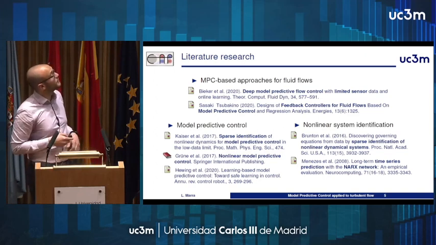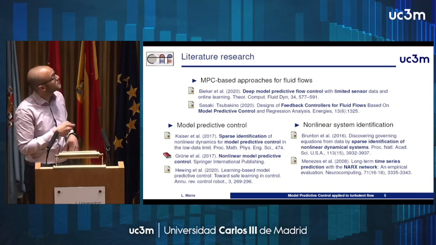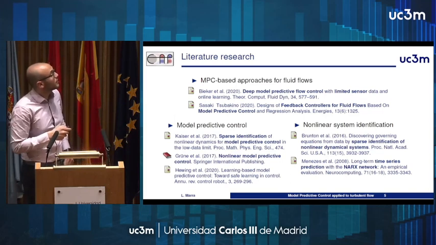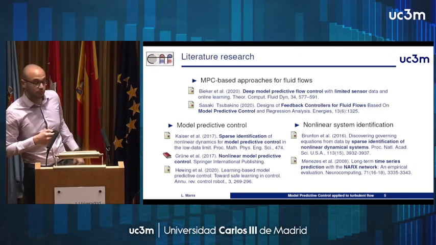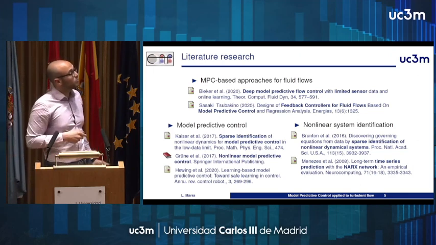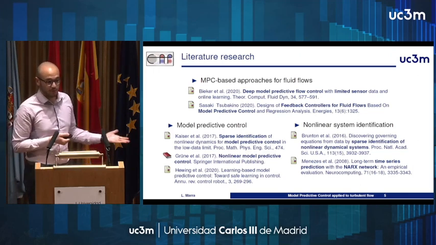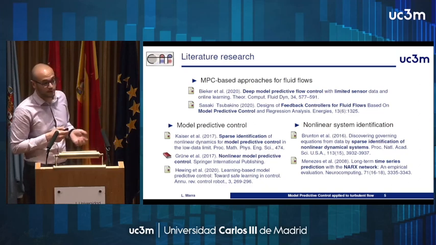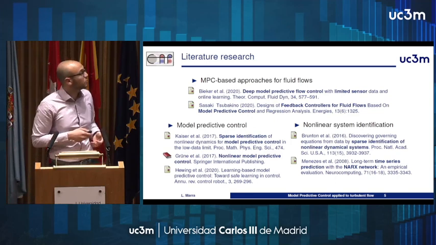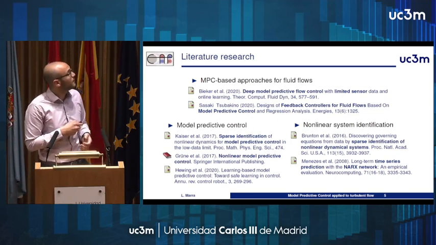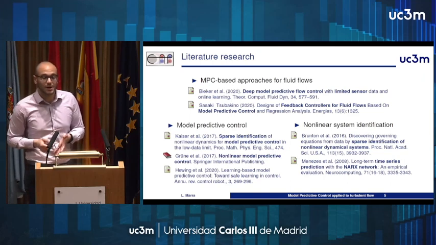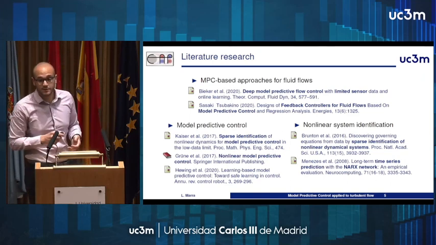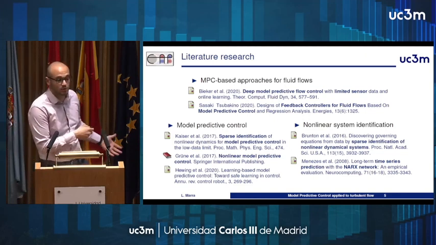This is a summary of the literature research I have done during the first year of the PhD. First of all, there is a literature review of the existing approaches in fluid flows, and this is really scarce. There are not many applications of model predictive control for fluid flows. Anyway, since we want to apply model predictive control because it's really promising in this field, we have to face two different problems. The first one is related to the model predictive control itself, so the control algorithm, but also some methods to automatically select the parameters of the control. The other one is related to nonlinear system identification, because we need to create a model of the plant.